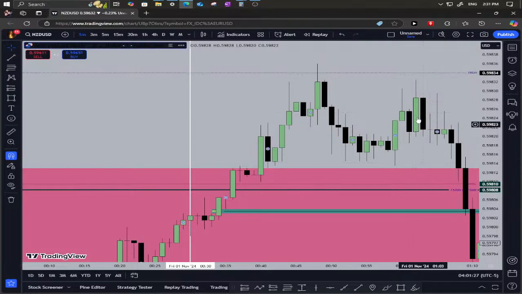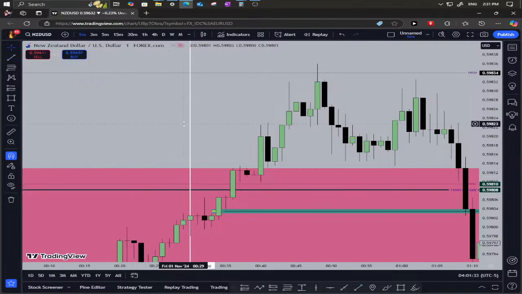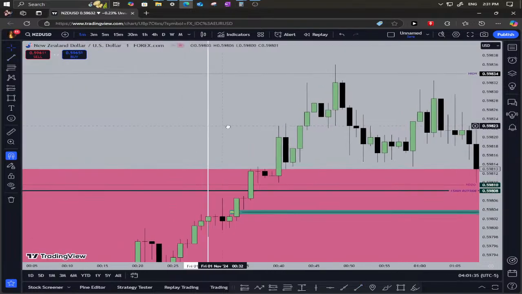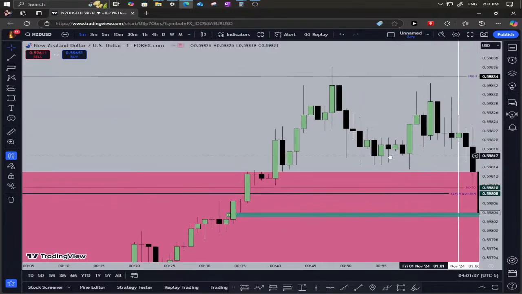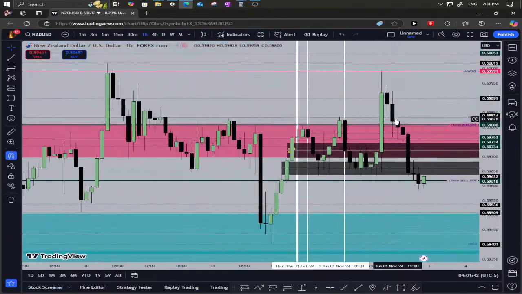Probably after attacking this buy side, where is the next FEGs that I can do, right? So probably I'm looking here. I'm here, right? Now let me go to the 1 hour chart and let's see where the inefficiencies are in the marketplace.